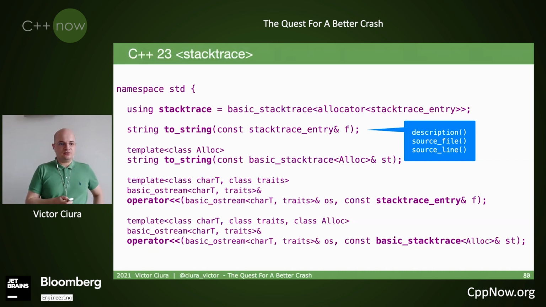For example, toString is overloaded to get a stack trace entry or a stack trace as a whole. And you have output operators like put2 that are overloaded for stack trace entries. So you can output formatted stack frames or whole stack traces.